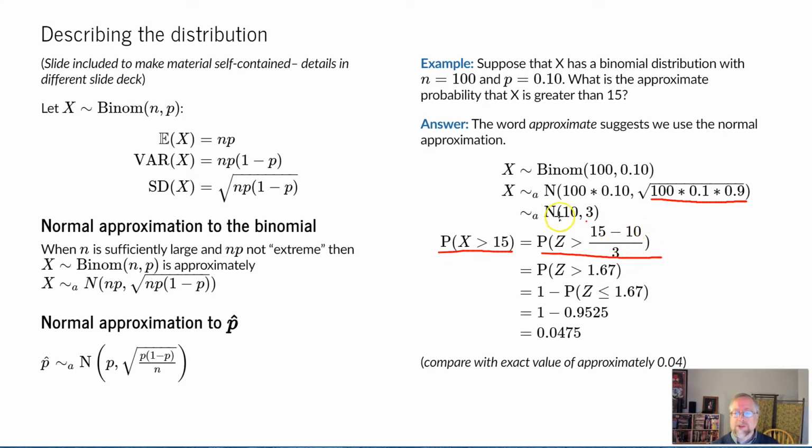Once you have your normal distribution, all the stuff from table A is good to go. There's nothing any different from anything you've ever done before. This is an upper tail problem. So it's the probability that z is greater than 1.67, which is 1 minus the probability that z is less than or equal to 1.67. I do a table A lookup on 1.67. I get 0.9525. I take the difference, 0.0475.